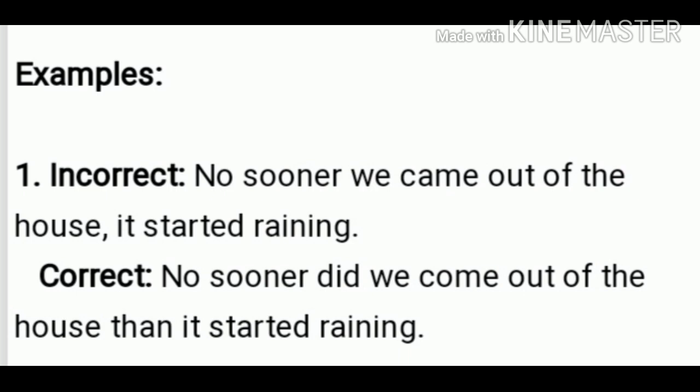Children, sometimes in hurry we forget the rules and we mistakenly do silly mistakes. Like in this sentence, it is written, no sooner we came out of the house, it started raining. So as we know, after no sooner always auxiliary verb is used. So in this sentence no auxiliary verb has been used and the rest of the clause is written as it is. So this is an incorrect sentence. Now correct it. No sooner did we come out of the house than it started raining. So this is the correct use of no sooner than.